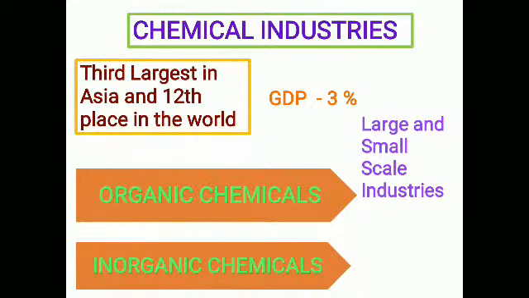The next type of industry is the chemical industries. The chemical industry in India is the fastest growing and a diversifying industry, where it stands third largest in Asia and 12th in the world. This chemical industry can be classified into two types, organic chemicals and inorganic chemicals, which come under large and small scale industries. The contribution from this industry towards our GDP is around 3%.